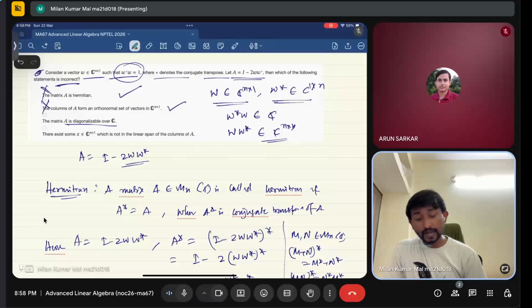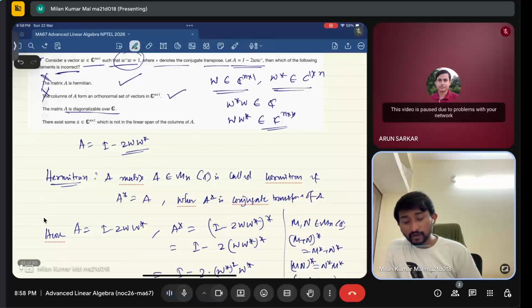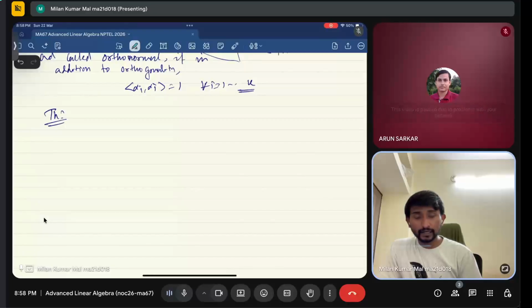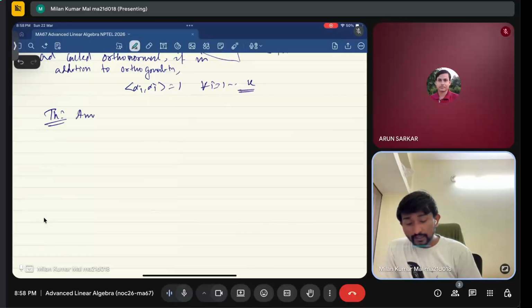The matrix A is diagonalizable. This is also true. This is a theorem, I can say. I will not prove it because I don't know how these questions are given, but this theorem is supposed to come at the end. But this is also mentioned here. Any normal matrix is diagonalizable.